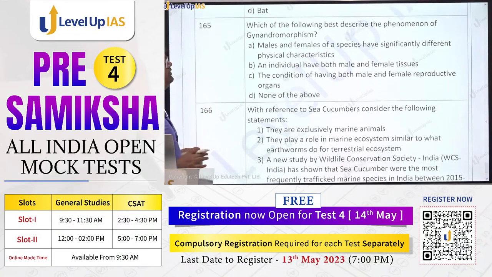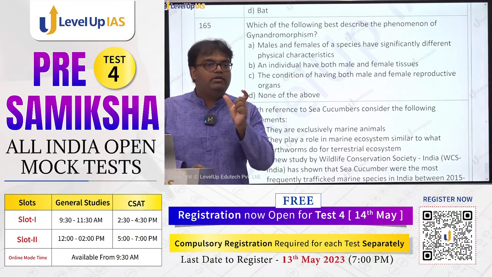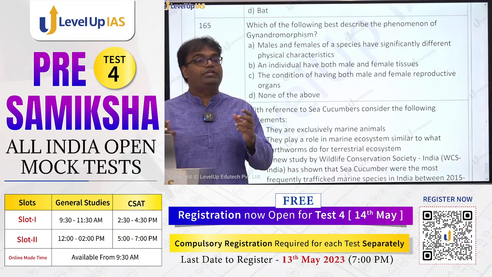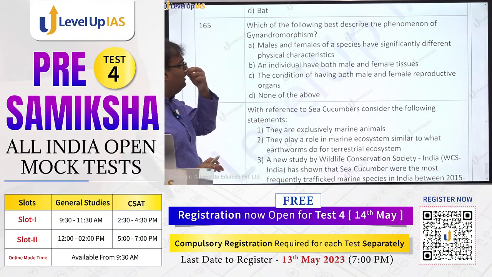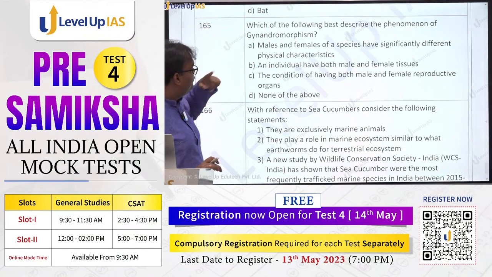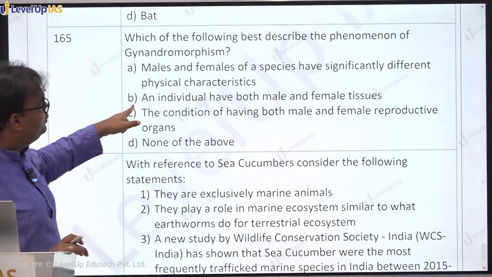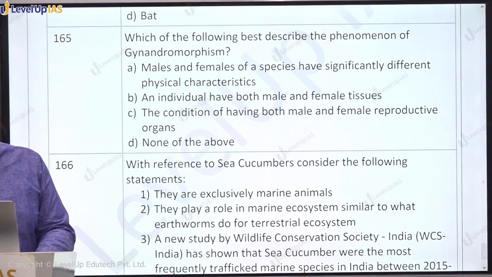Which of the following best describes the phenomenon of gynandromorphism? When a single living organism shows both kinds of tissues, male and female, it is known as this. Male and females of a species have significantly different traits, that is sexual dimorphism. An individual having both male and female tissues, that's B. 165's answer is B.